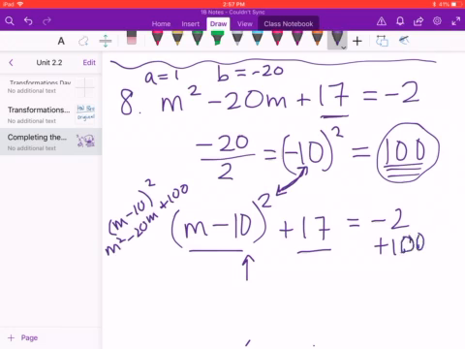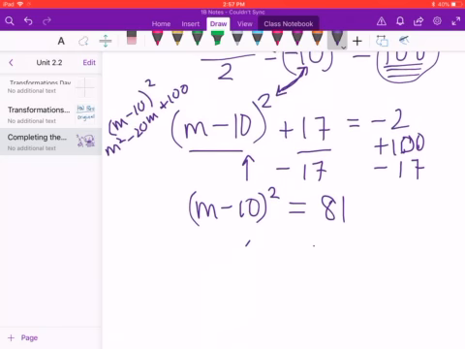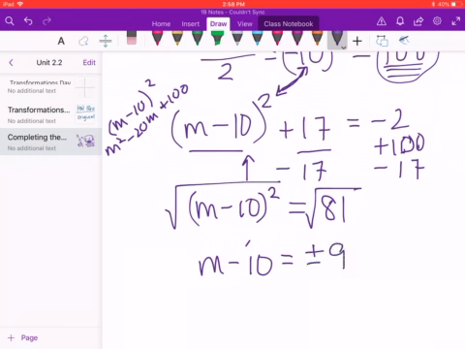And so we may as well move that 17 over as well. So we're going to have m minus 10 squared equals 81 when I do negative 2 plus 100 minus 17. So m minus 10 squared is going to equal 81. To solve this, I'm going to take the square root of both sides. I'm going to end up with m minus 10 equals positive and negative 9.